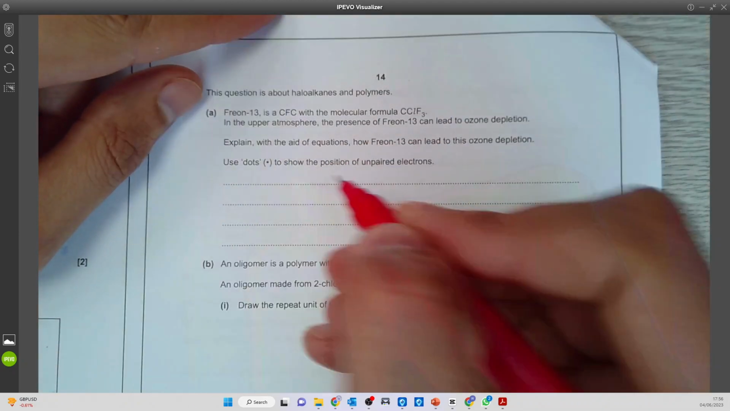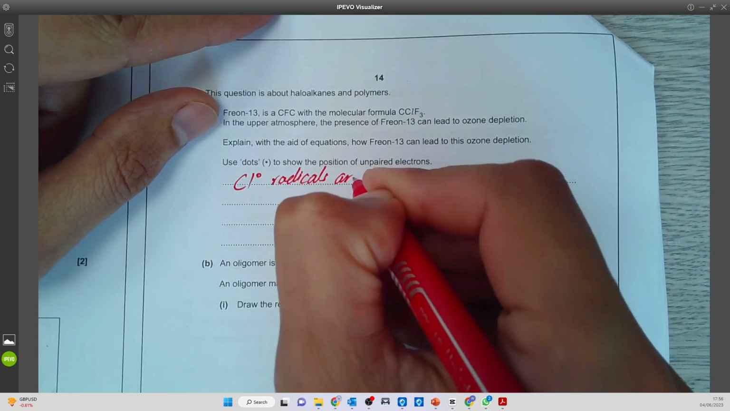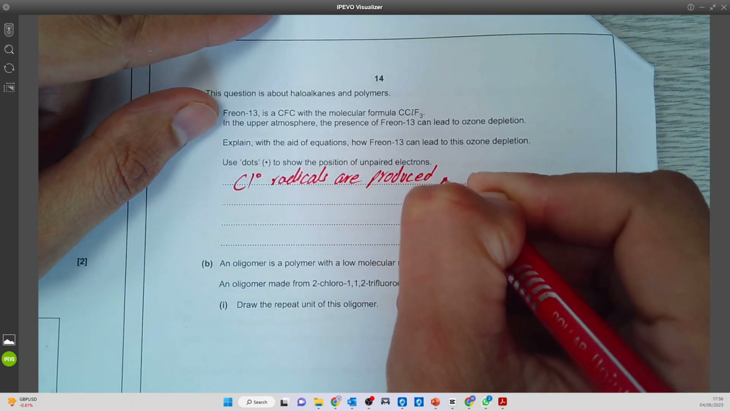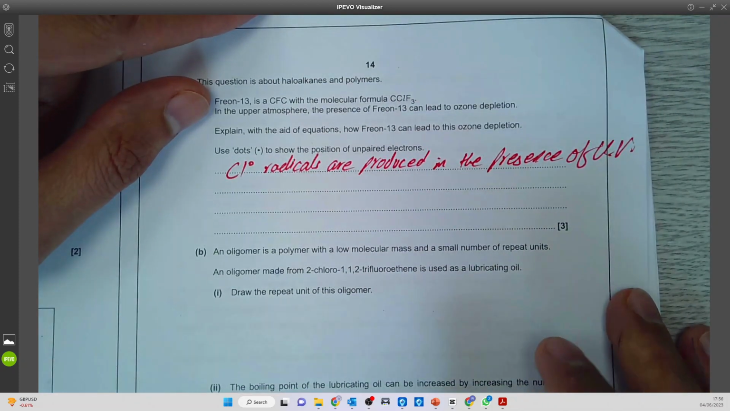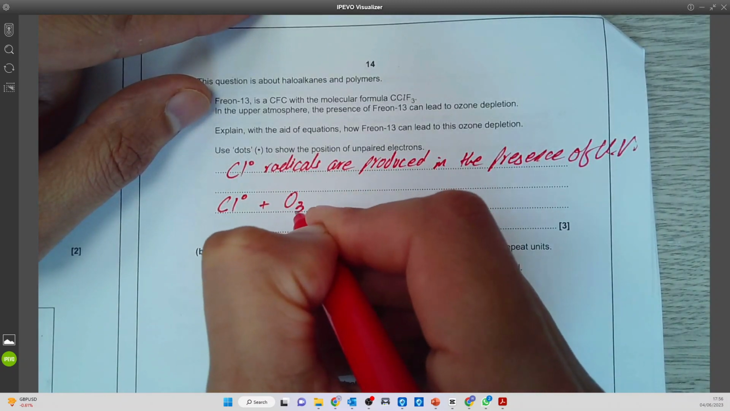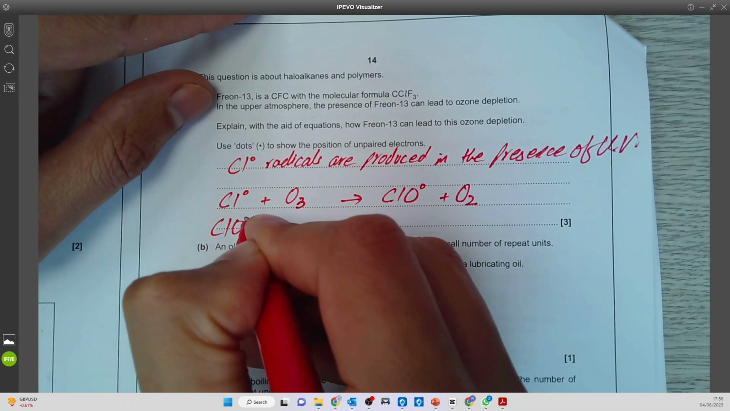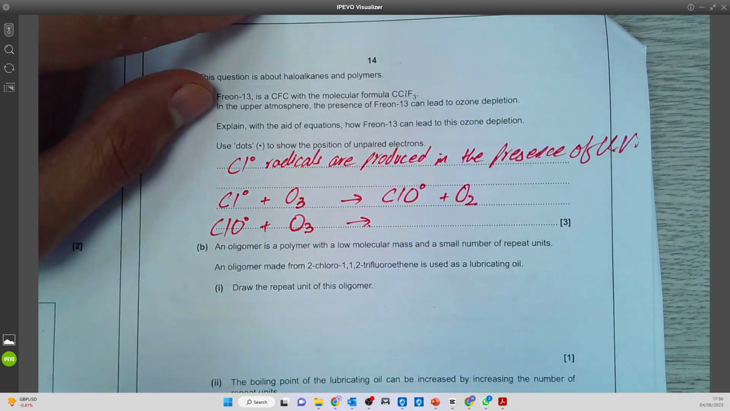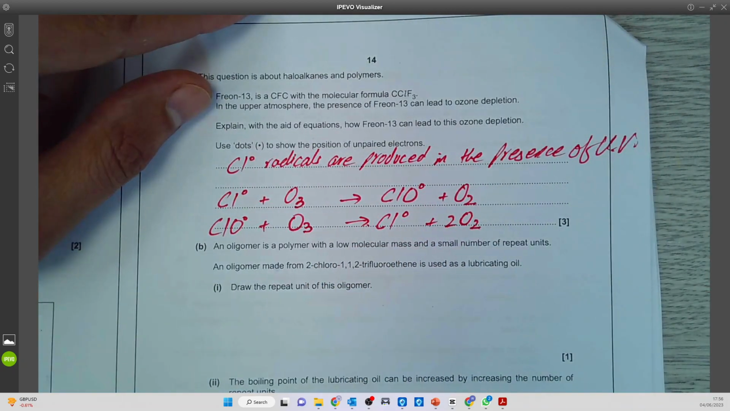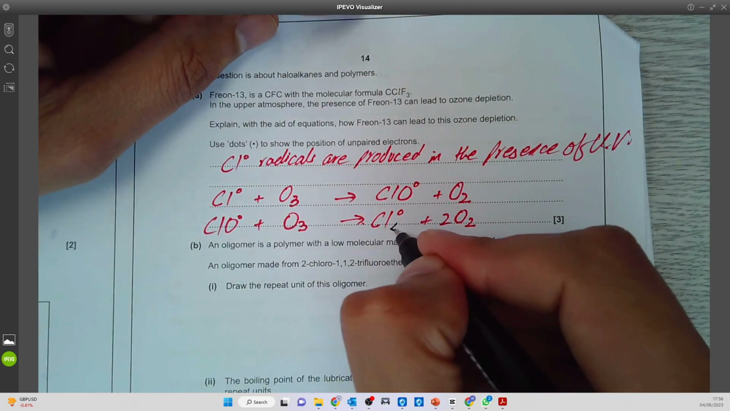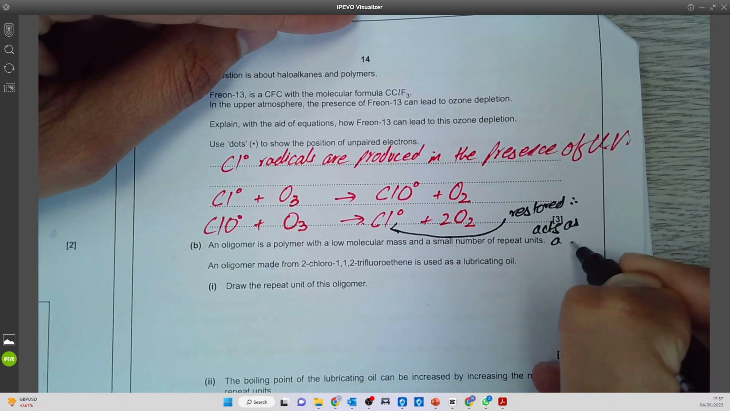What will happen in this case is Cl dot radicals will be produced. Radicals are produced in the presence of UV. Then what will happen? The Cl dot radical will react with ozone, producing ClO radical plus O2. Then this ClO radical will react with O3 as well. Then it will produce Cl radical plus 2O2. If you look at it, what has happened? This is again restored, therefore it acts as a catalyst.